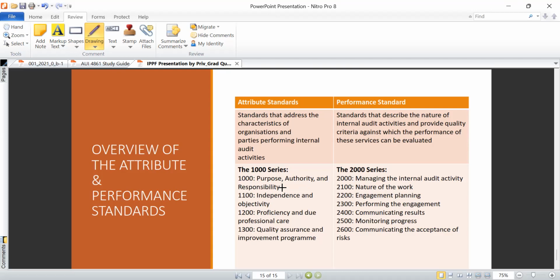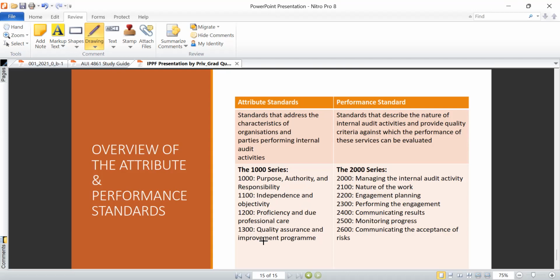So the purpose, authority, and responsibility of internal auditors, that's standard 1000. Independence and objectivity of internal auditors, again, that's the person. Proficiency and professional due care, again, that's addressing the individual auditor. Then number 1300, quality assurance and improvement program. This is to do with the auditor and the internal audit activity.